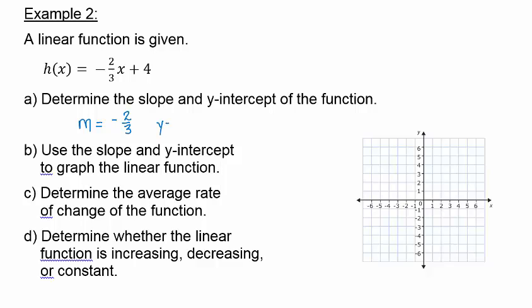The y-intercept is in the position of b in our linear function. So that's going to be 4. We could also write that as an ordered pair of (0, 4). That takes us to part B.